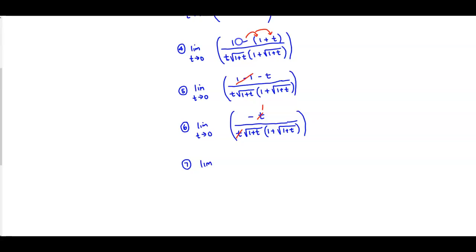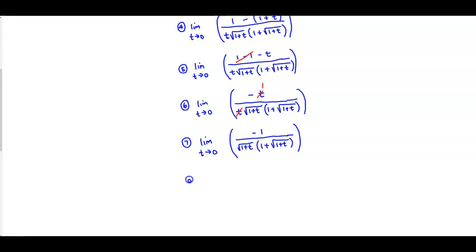So we have the limit as t approaches 0 of -1 divided by the square root of 1 plus t times 1 plus the square root of 1 plus t. And at this point we cannot simplify any further, so now we're going to evaluate the limit. So let's go ahead and plug in 0 for the value of t.